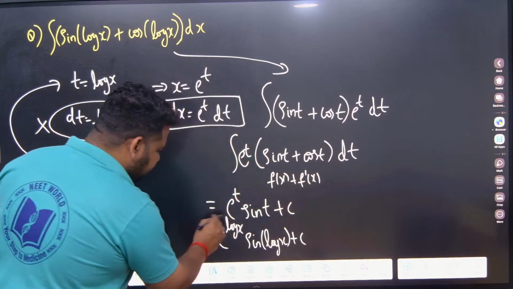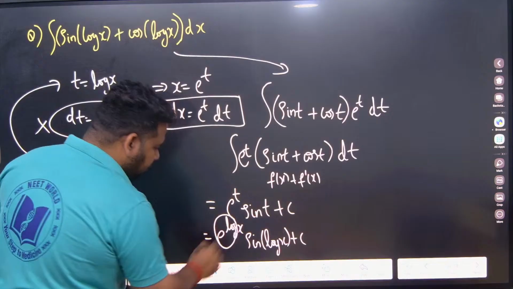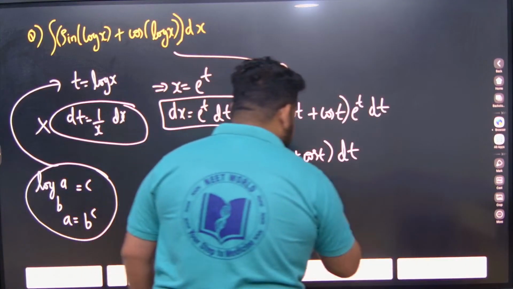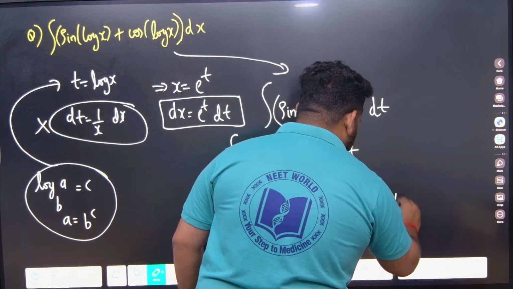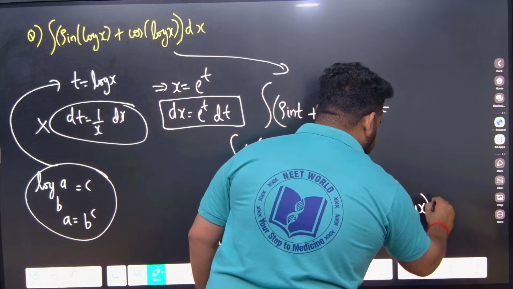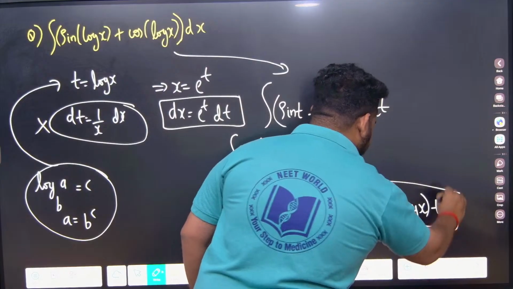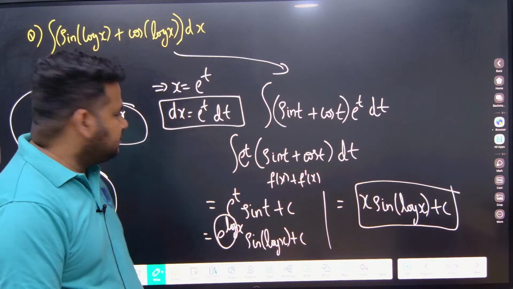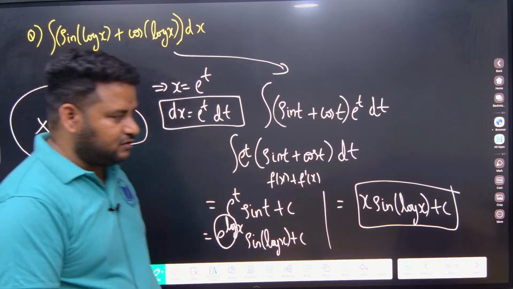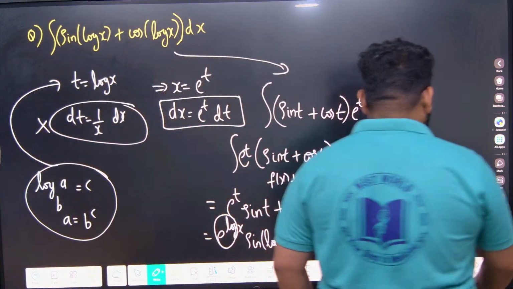This I told you, remove everything else and then write only x. So x will come down. The final answer will be x into sin log x plus c. Okay, this is the final answer. Simple substitutions, but you should be careful where to use what kind of method.